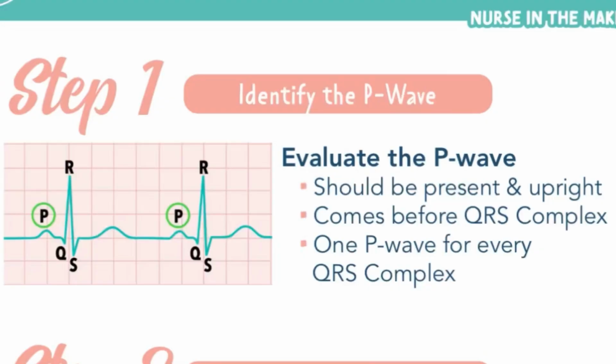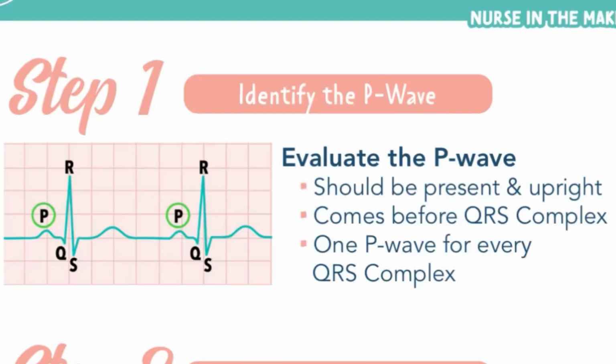So next is steps to interpreting EKG. There are 5 steps. First step, you should identify the P wave. So first evaluate the P wave. The P wave should be present and it should be upright. It comes before the QRS complex, and there is one P wave for every QRS complex.